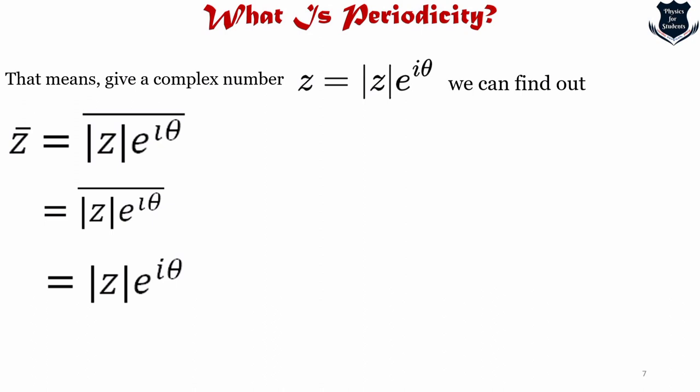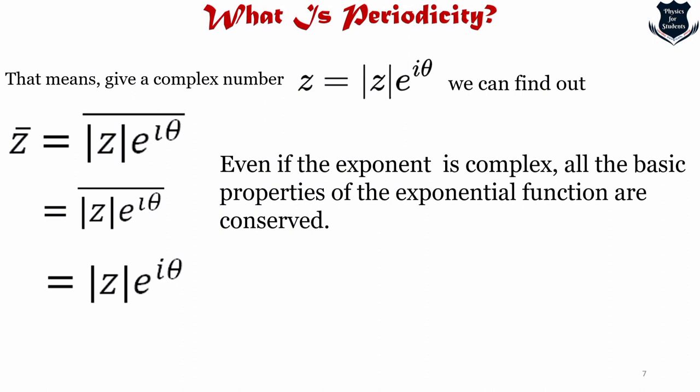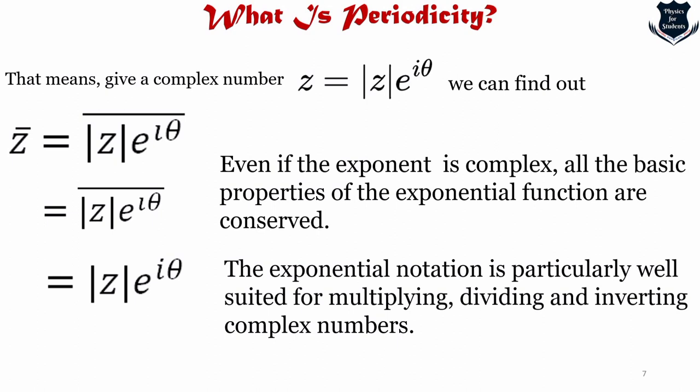What we can infer from here is that even if the exponent is complex, all the basic properties of the exponential function are conserved. What do I mean by exponential function? You need to go back to my last video, where I have discussed at length certain properties of the exponential functions and what they obey. The exponential notation is particularly well suited for multiplying, dividing, and inverting complex numbers.